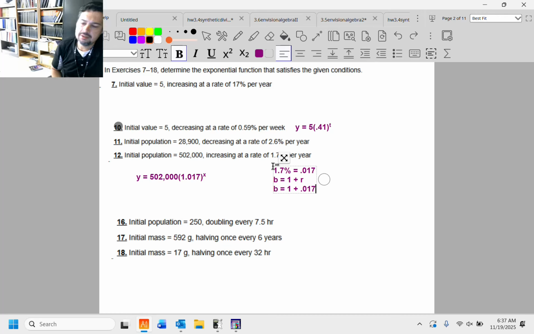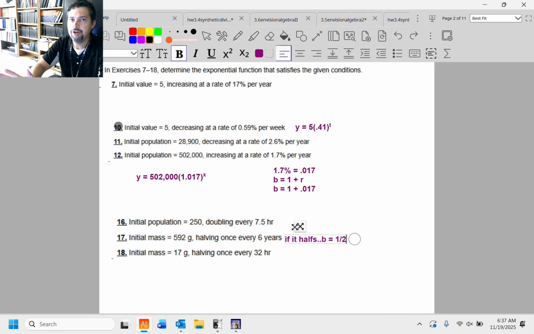Let's do one of these. We've got a doubling every 7.5, and you should definitely ask these things if you don't get them. But let's look at one that halves every 6 hours. So if it halves, B is a half. That's just how it is.